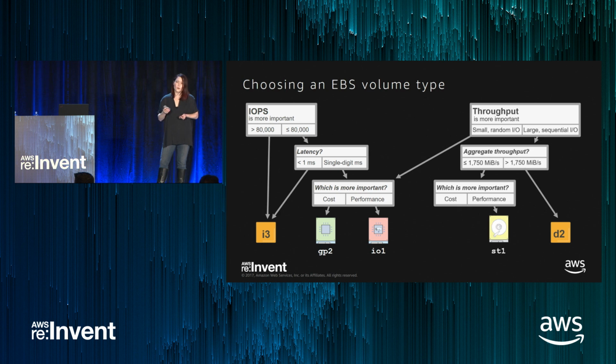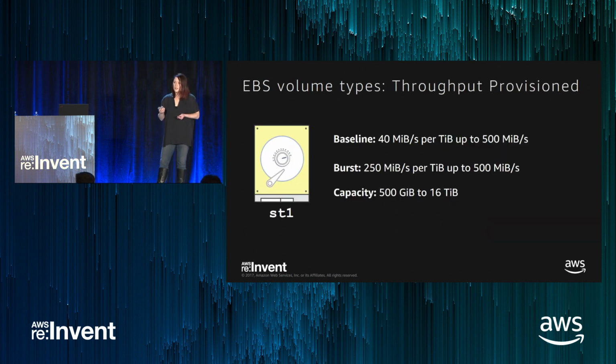If you care more about performance, look at ST1. So ST1 is a throughput-optimized HDD-backed volume. Its performance is defined in megabytes a second because throughput is what's important, and it can burst up to 500 megabytes a second per volume. And these are great for big data analytics workloads like Hadoop, MapReduce, Splunk, log processing, Kafka, etc.